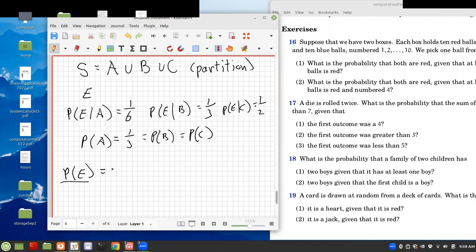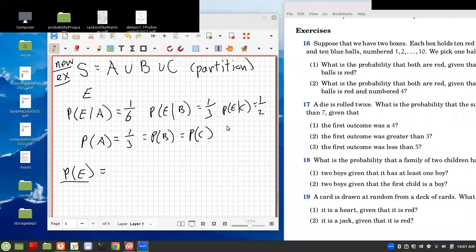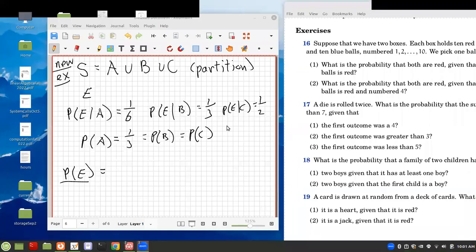So if you're doing this by listening to the recording, pause the recording here and figure this out. Then I'll continue in a moment with my solution to this problem. Okay, well, let me show you what I would do.